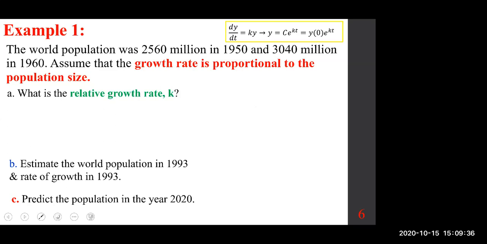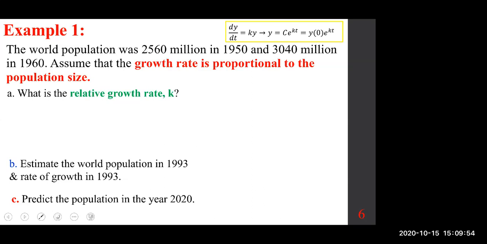The world population was 2560 million in 1950 and 3040 million in 1960. Assume that the growth rate is proportional to the population size. Do I keep going? I can move on from it. Thank you so much, Joseph.